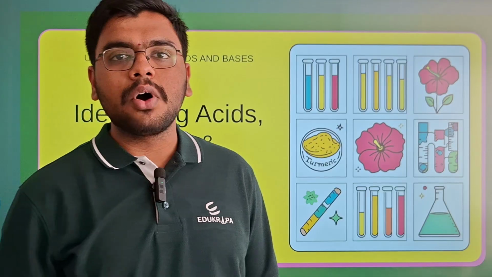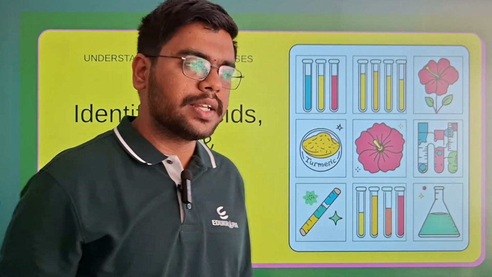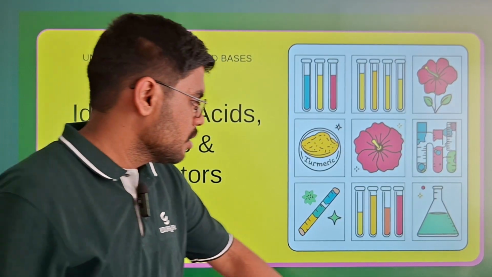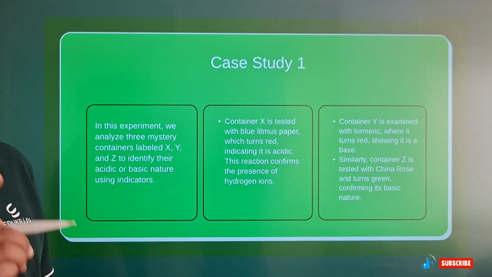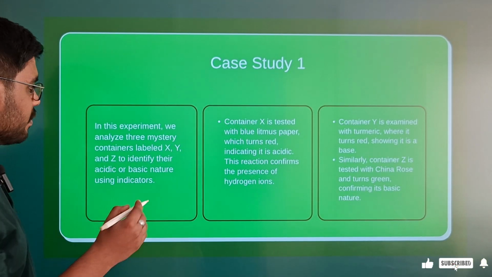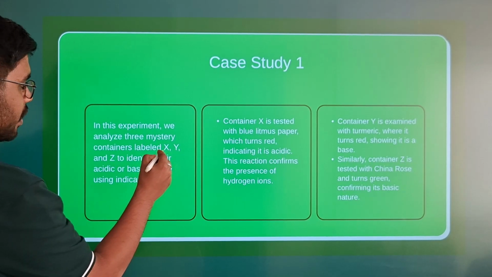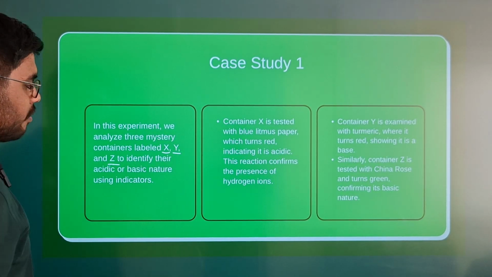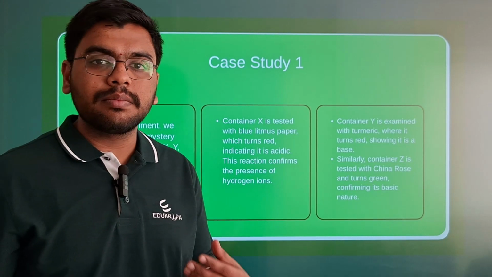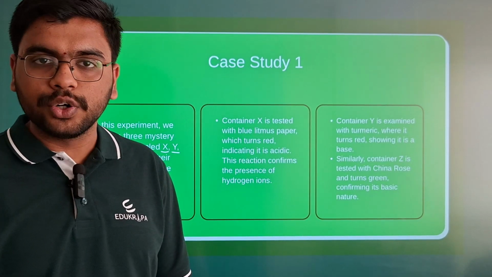Today we will be discussing a few activities and case studies regarding the chapter acids, bases and salts. First, we'll take case study number 1. We have been given three substances which contain three elements, namely X, Y and Z. We have to determine whether they are acidic, basic or neutral.